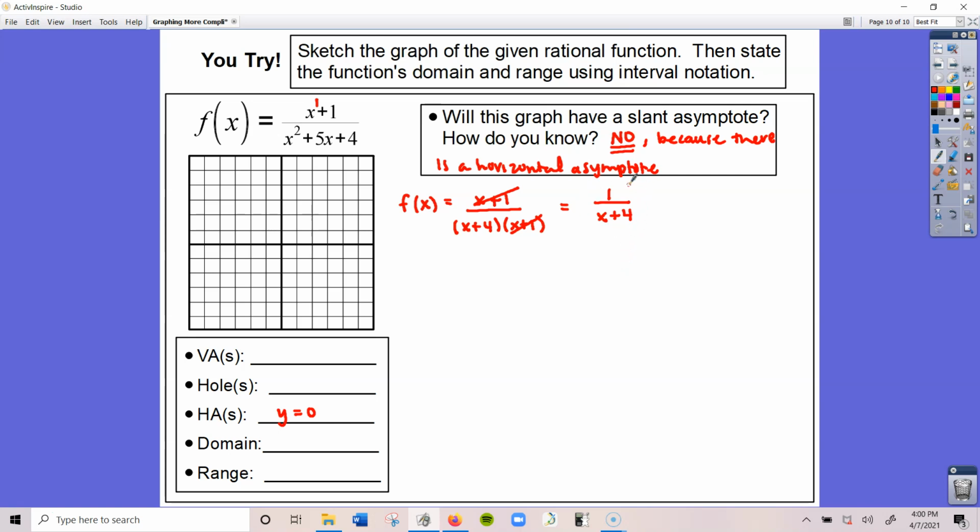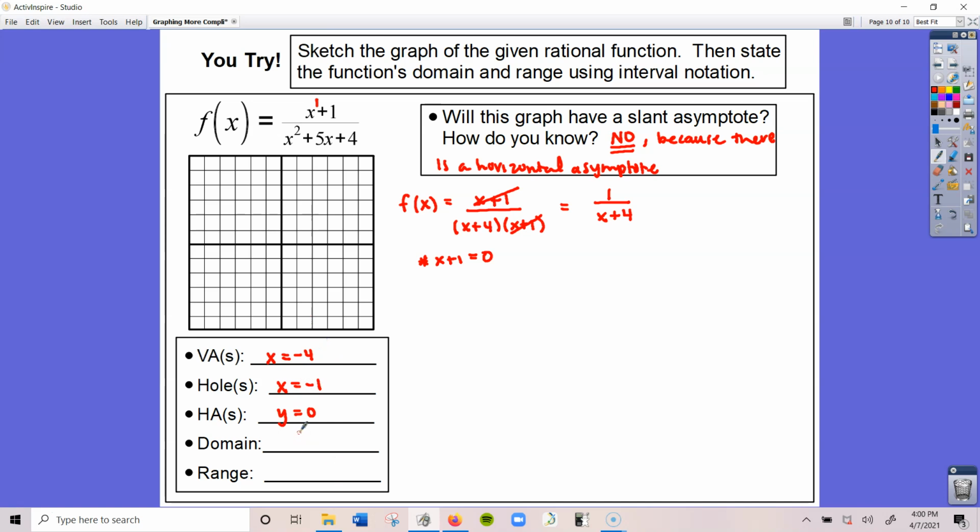By looking at my simplified rational function, I can determine that I have a vertical asymptote at x is equal to negative 4, since that's what would make my denominator equal to 0. Since I had this factor here that canceled, in order to figure out the hole, you set the factor that canceled equal to 0, meaning that I have a hole at x is equal to negative 1.